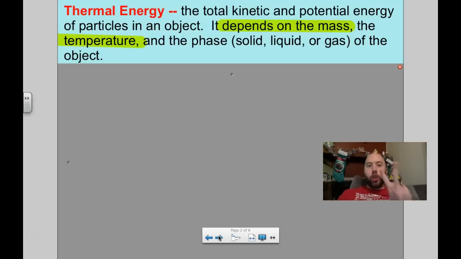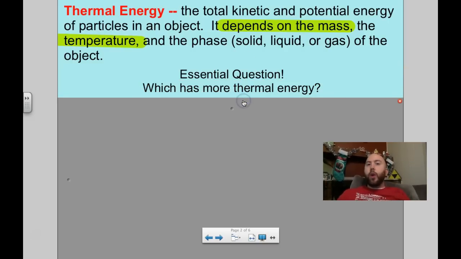It depends on three main things. It depends on the mass and the temperature. Those are the two most important ones, but it also depends on the phase, whether something's a solid, liquid, or a gas. Let's look at some examples here, and then I'm going to go into what happens with different phases.